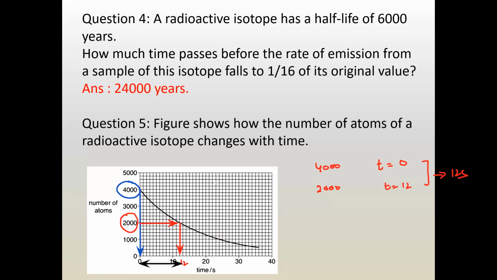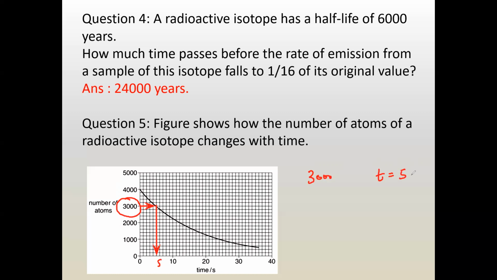But you can take any value. Like example, we took 4,000 and 2,000. But if another student takes the value 3,000, so at 3,000, what is the time? It is 1, 2, 3, 4, 5. So when the radiation is 3,000, the time was 5. Now what is half of 3,000? Half of 3,000 is 1,500. So when it becomes 1,500, what is the time?